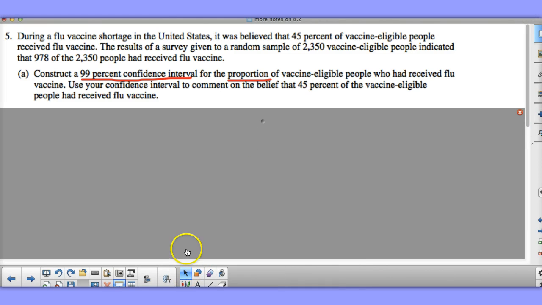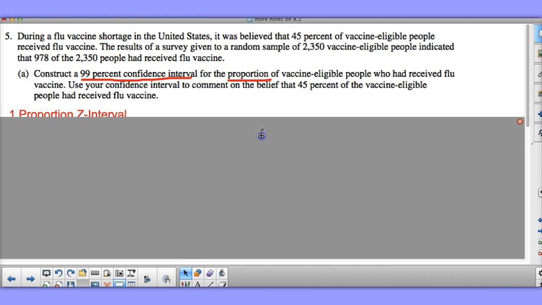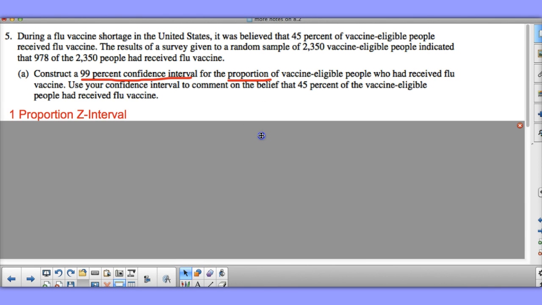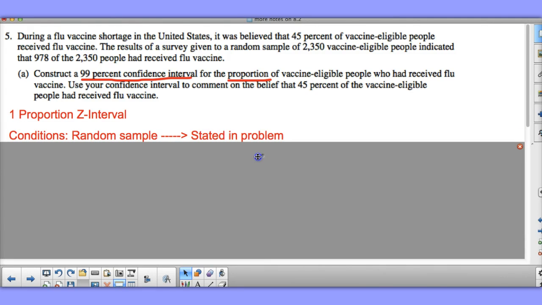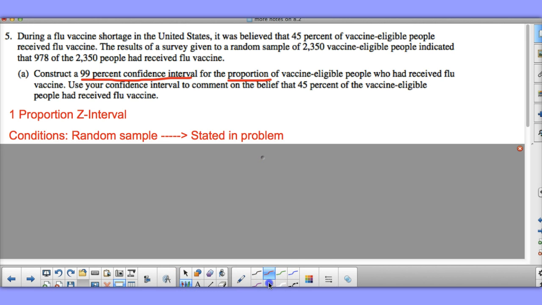The first thing we want to do is identify what it is we're doing, and we're doing a one proportion z-interval. And I need to identify my conditions. Did you remember to do that? That's a very important step. So random sample, it was stated random within the problem here. We can see that. Random sample.